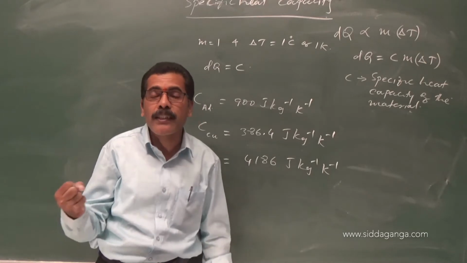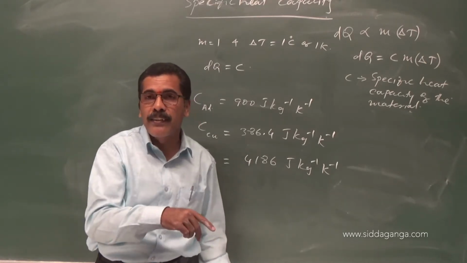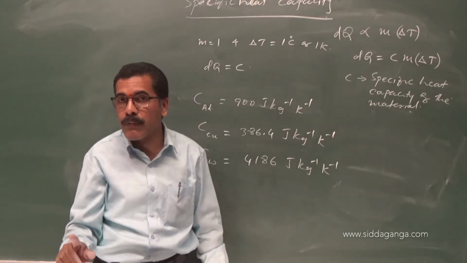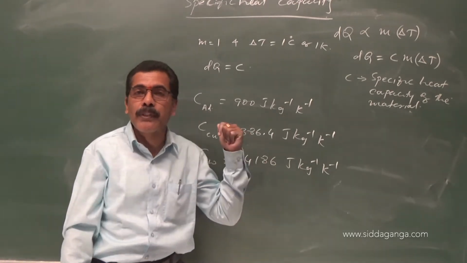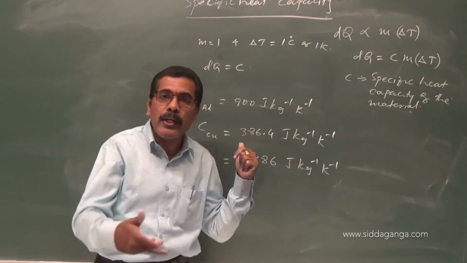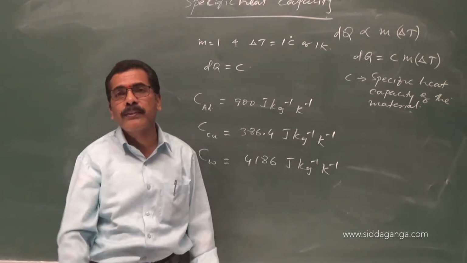Because water has a very large value for specific heat capacity. Ground heats faster compared to water, right? Since water has a large value for specific heat capacity, it requires more heat to raise its temperature to a very high value.